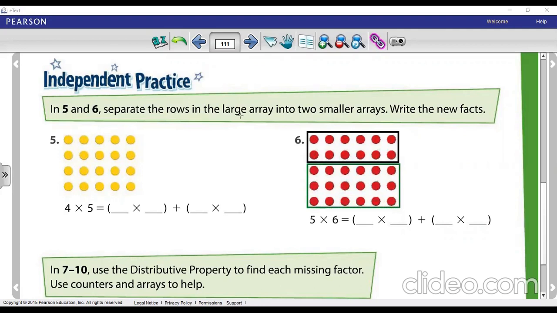Okay. The first array has how many rows? One, two, it has two rows. So I will write two, okay? Two rows. And how many columns? We know that the second number will remain the same. Multiply by six will stay as it is. And I have six columns: one, two, three, four, five, six. So two multiply six.